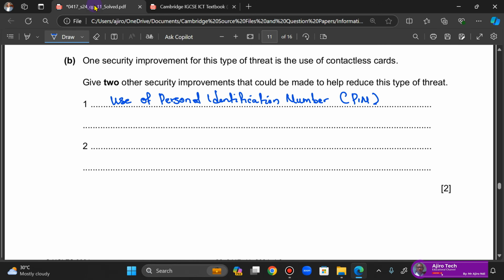Another one is you can also inspect the credit card reader you are using. You can inspect it. That's one way. Inspect the credit card reader you are using.